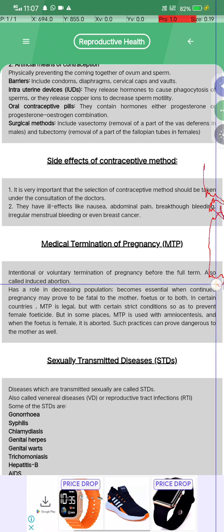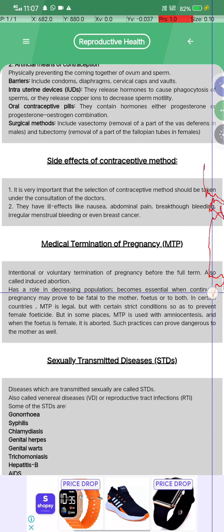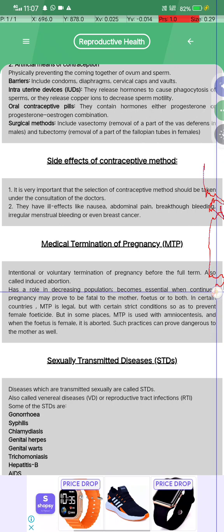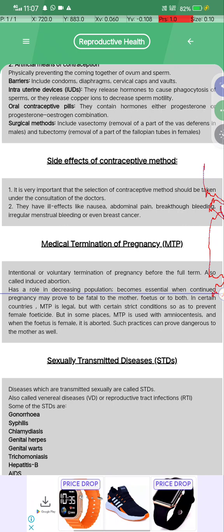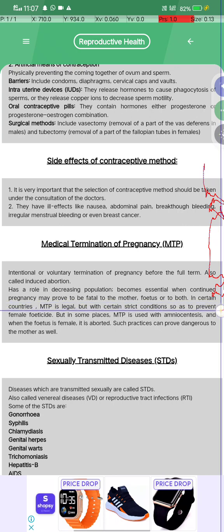Medical termination of pregnancy, MTP, is the voluntary termination of pregnancy before full term, also called induced abortion. It plays a role in controlling increasing population and becomes essential when the continued pregnancy may prove fatal to the mother, the fetus, or both. In certain countries MTP is legal only under certain strict conditions so as to prevent female foeticide, but in some places MTP is used after amniocentesis, when the fetus is female and it is aborted. Such practices can prove dangerous to the mother as well.